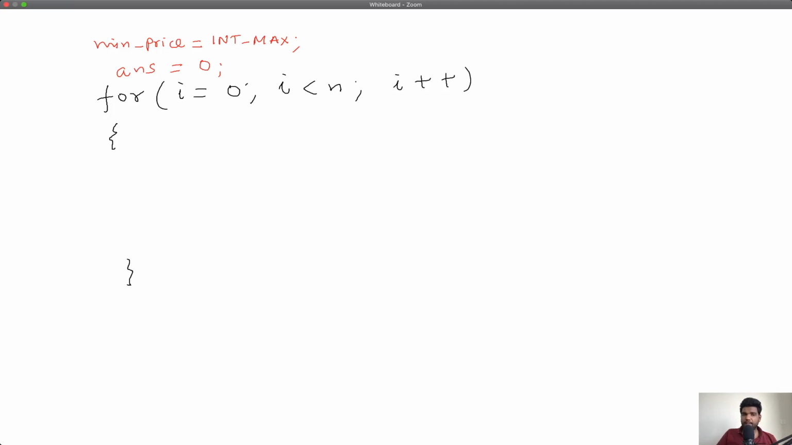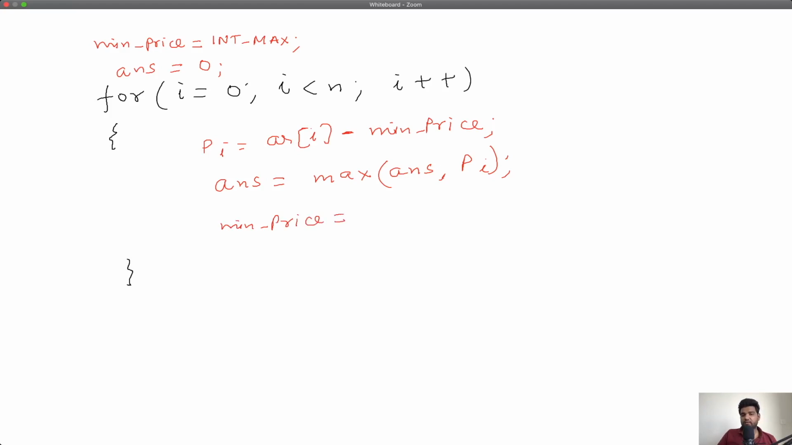So now you will be interested in computing the PI. PI is nothing but the price on this day minus whatever is the minimum price so far. What is your answer? Your answer is nothing but the max of all these PIs. So your answer is the max of whatever PIs you have already taken the max of with this PI. And you will also update your min price for the next iteration. So min price is the minimum of whatever you have seen so far with array i.